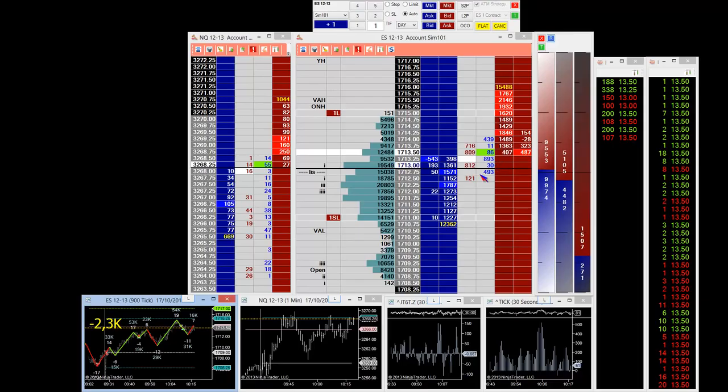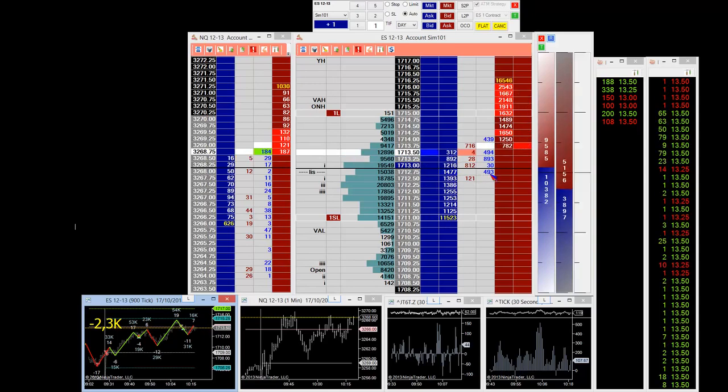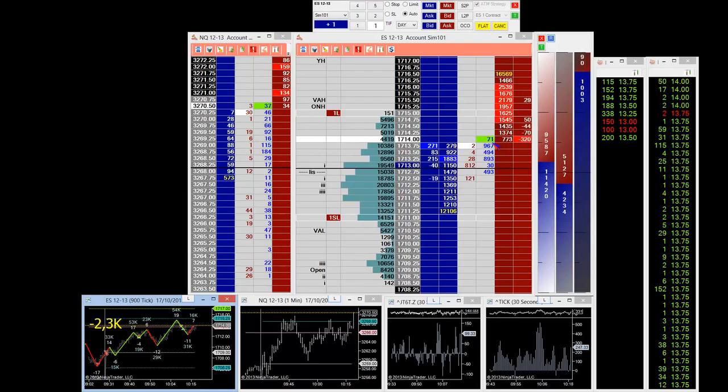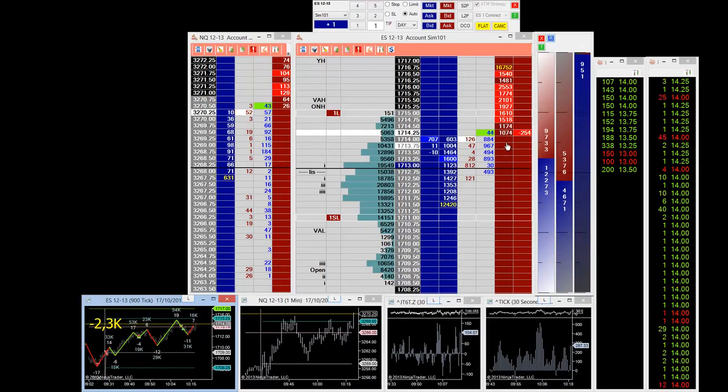Okay, now where do we get out? Well, at 1712.75, I've got 1500 contracts in front of me. So I can say, okay, if those 1500 contracts start to disappear, or the sellers start to aggressively trade into those 1500 contracts, then yeah, I should probably exit that trade. So I can say, okay, that's my line in the sand now, 1500 contracts. But now I can see the buyers are coming in. Okay, got through 1714.